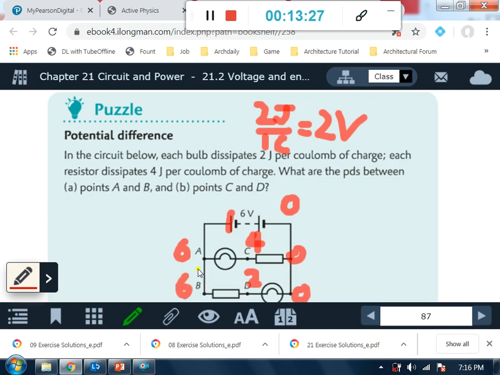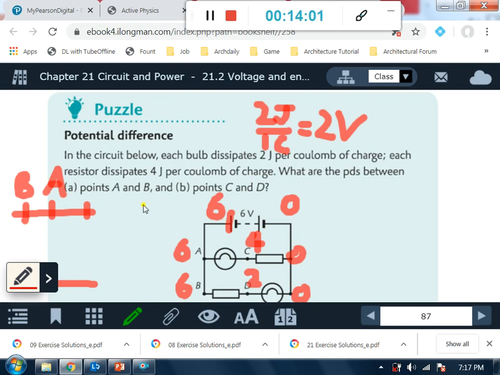But once again, remember this. A is 6, B is 6. How about the battery? It should be 6. Remember, you need not add them together, because what is the meaning of potential? It means that they have the same height. Using the GPE concept, they have the same height. The height of B should be the same as A and also the battery. So this one is 6, 6, and this one should be 6.